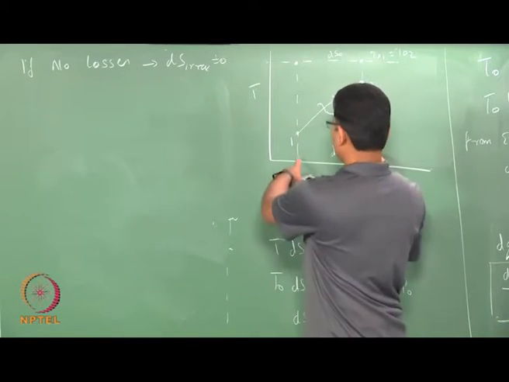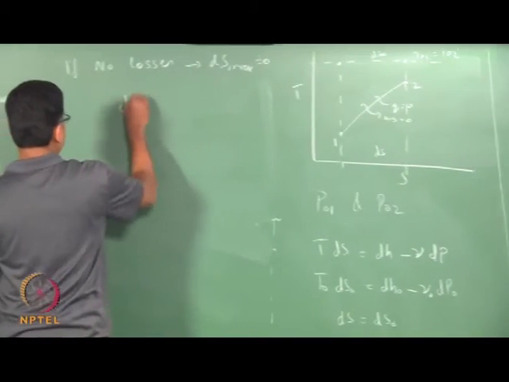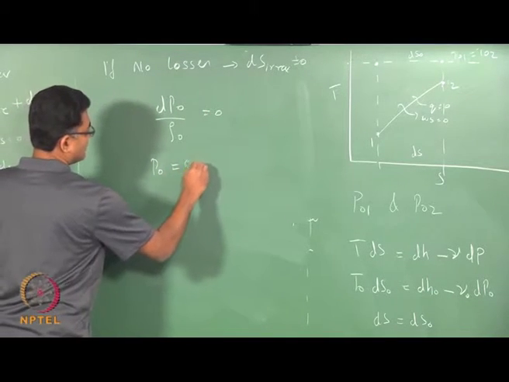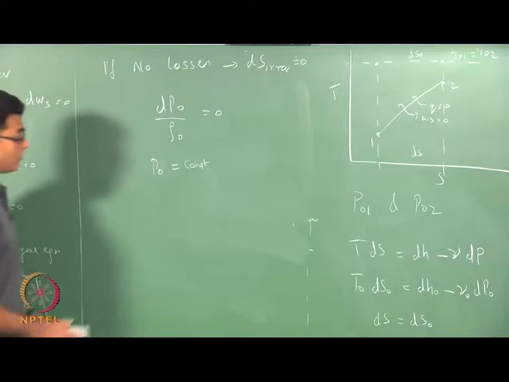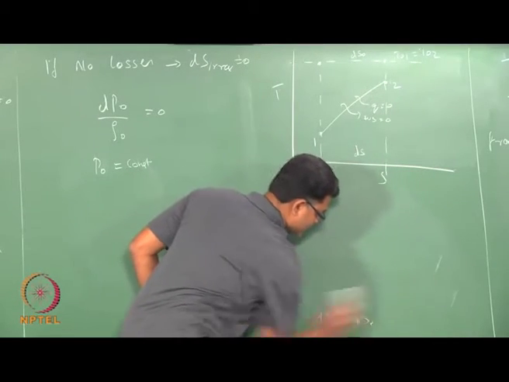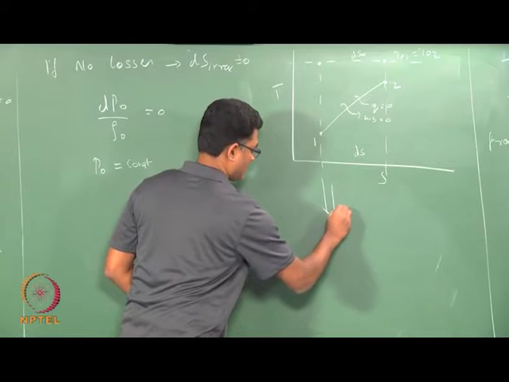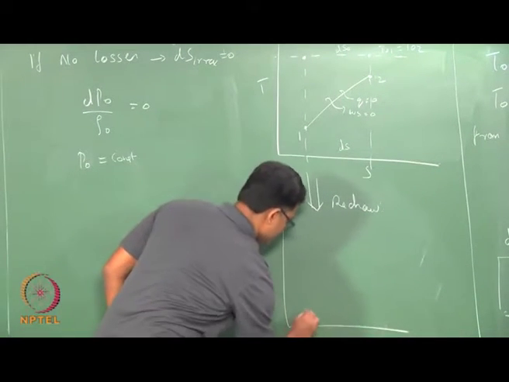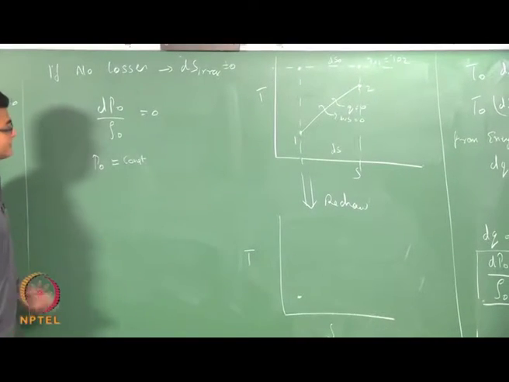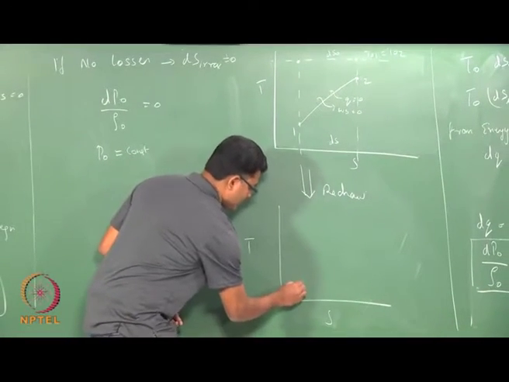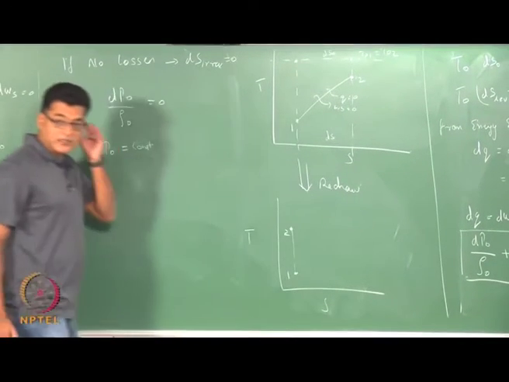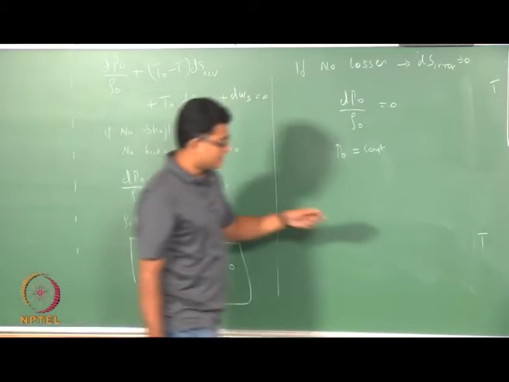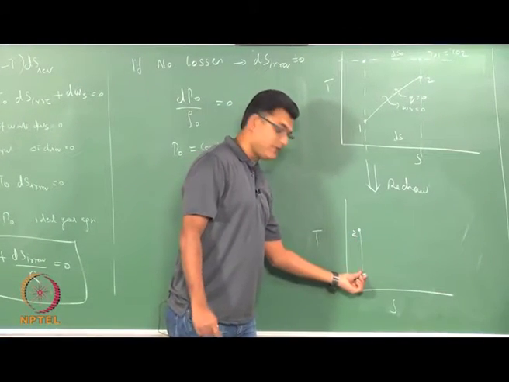So, ds, this quantity, is going to be 0, which will lead to this equation, which essentially means P0 equals constant. Or I redraw this picture. On the T-s diagram, state 1, it just means there is no entropy change. So, I have state 1, I isentropically take it to state 2, so that there is no loss, there is no shaft work, there is no heat input. So, from 1 to 2, I take the state from 1 to 2.